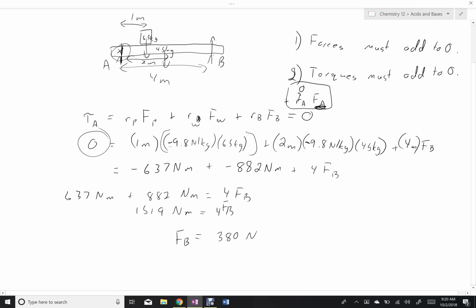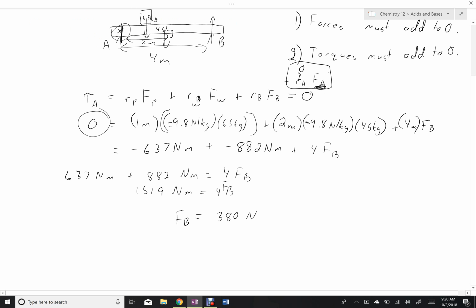To get FA, I have two options. I'll do both. I can consider the rotations about point B the same way I did for A, and I'll end up with an equation just like this one, but slightly different. Or I can look at the sum of the forces in the vertical direction. So let's do the sum of the forces in the vertical direction first. If this is going to be a static situation, it has to be 0. So that's going to be FA plus FG from the person plus FG from the wood plus FB. And now I know all of these, so I'm just missing FA. I can solve for FA.